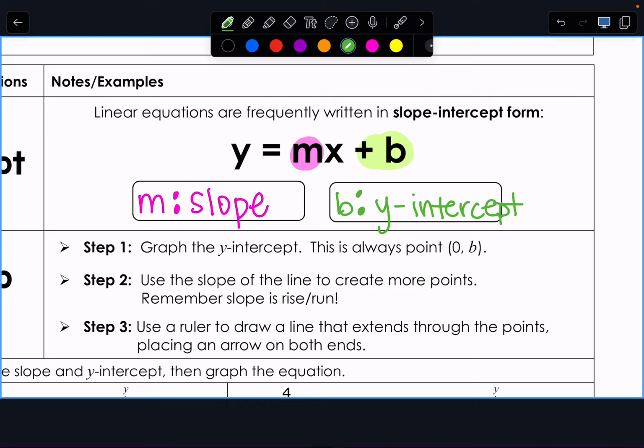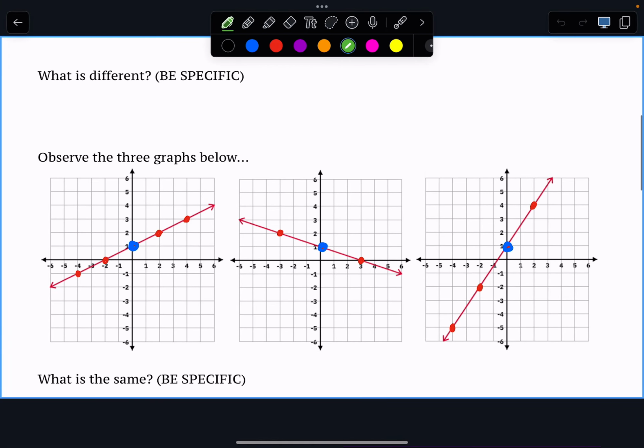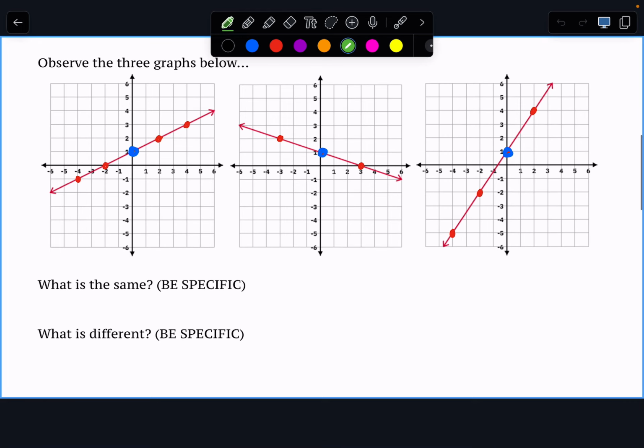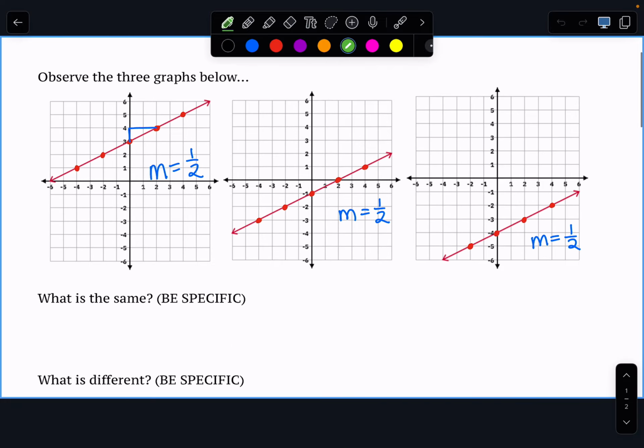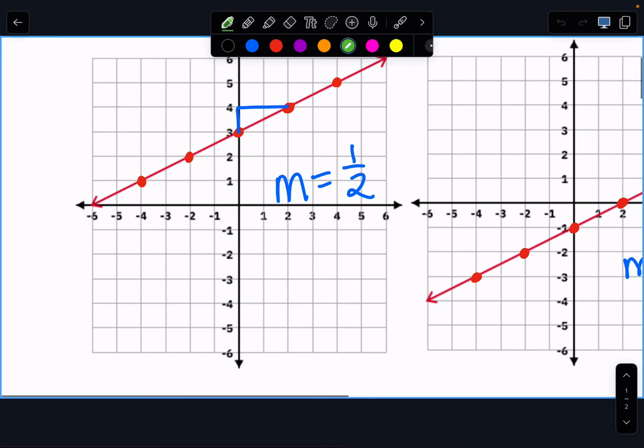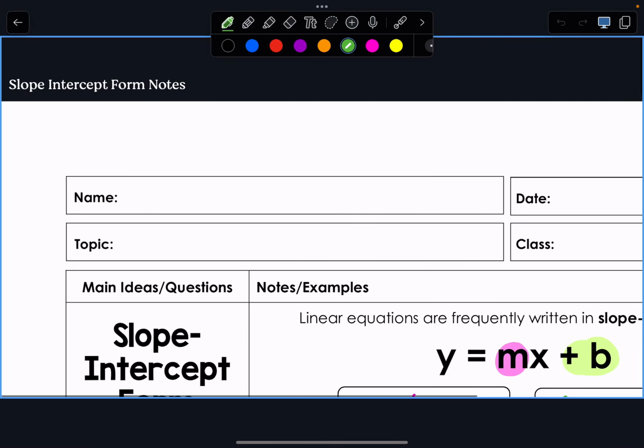Y-intercept. Y-intercept means where is the y-axis catching the line? So you noticed in these three graphs right here, they all hit the y-axis at 1. That's called the y-intercept. It hits the y-axis at 1. Okay? Up here, what is the y-intercept of this line? 3, because we're hitting the y-axis at 3. Okay? So, thank you for helping me.